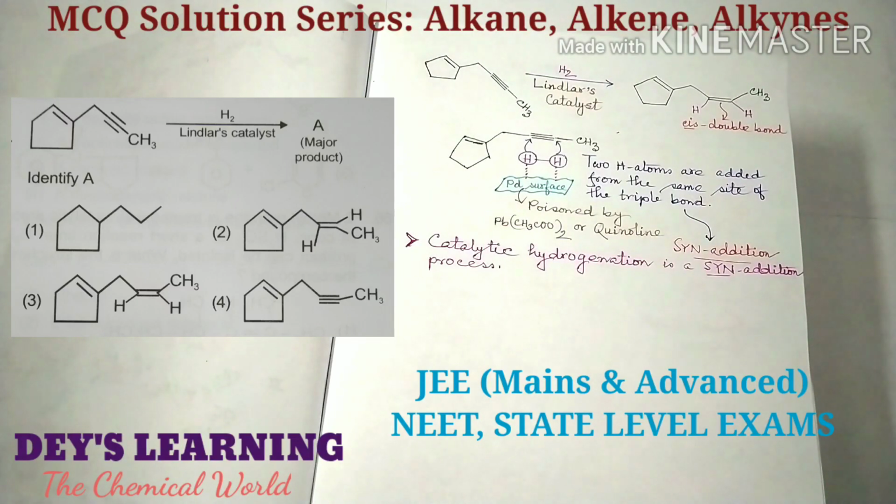First of all, I have written the answer. The product contains the cis double bond. We know when a triple bond is partially reduced by Lindlar's catalyst, the two hydrogen atoms are supplied from the same side of the triple bond. So this is a syn addition process.